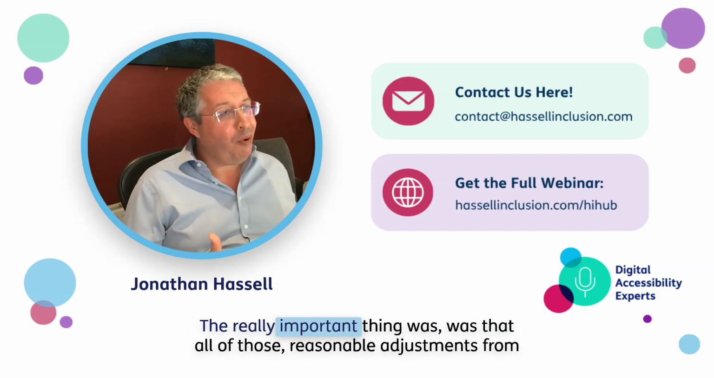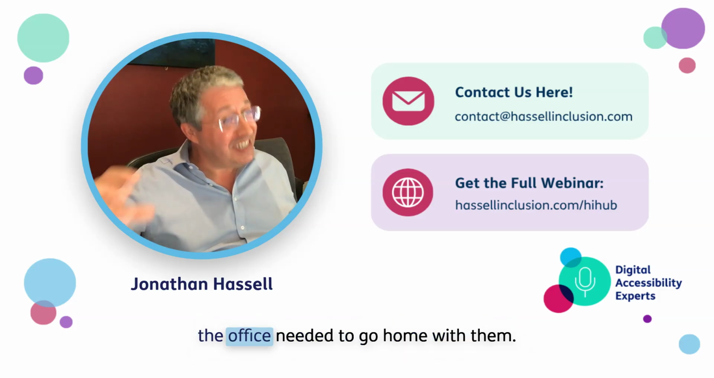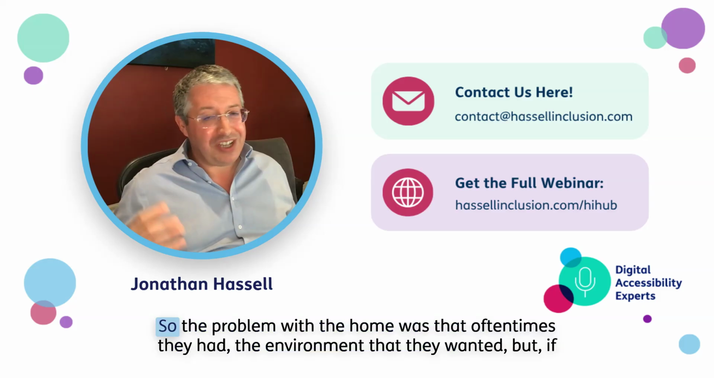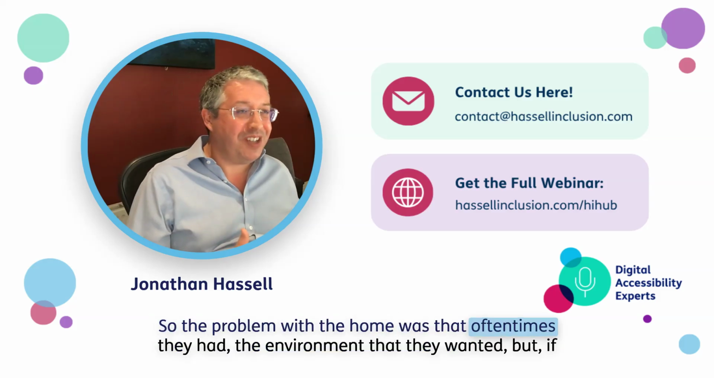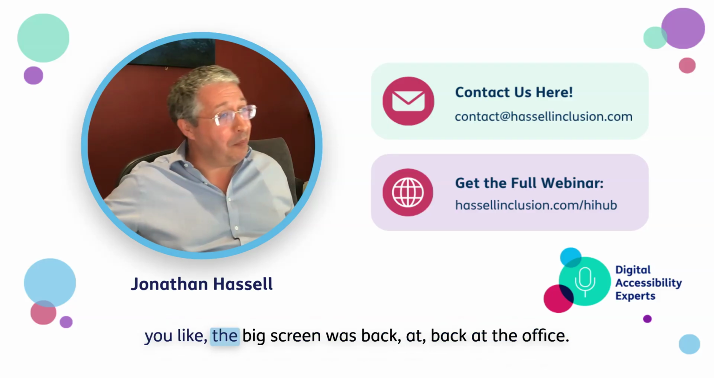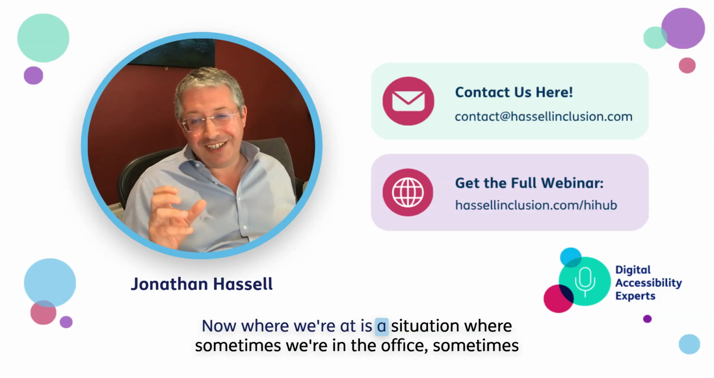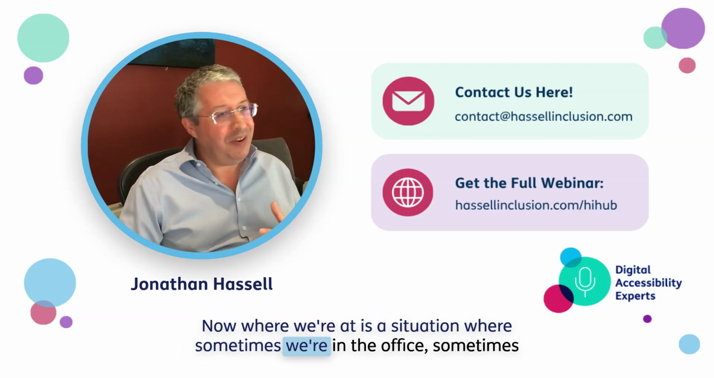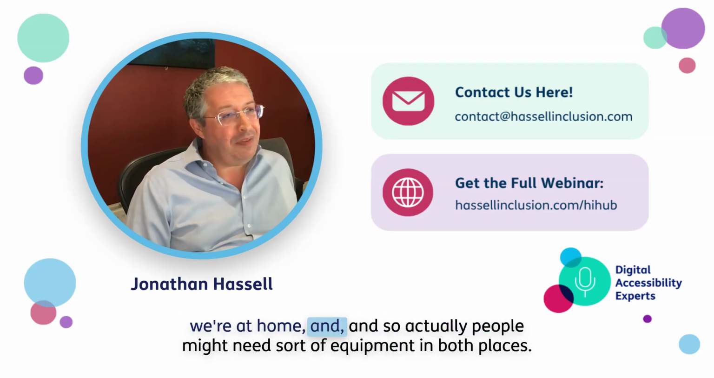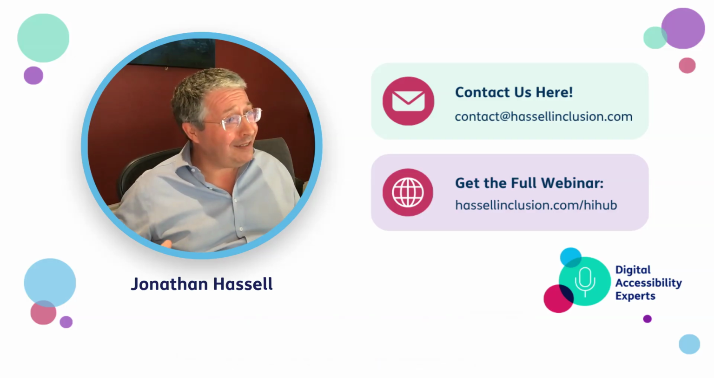Obviously, the really important thing was that all of those reasonable adjustments from the office needed to go home with them. The problem with the home was that oftentimes they had the environment they wanted, but the big screen was back at the office. Now where we're at is a situation where sometimes we're in the office, sometimes we're at home. And so people might need equipment in both places.